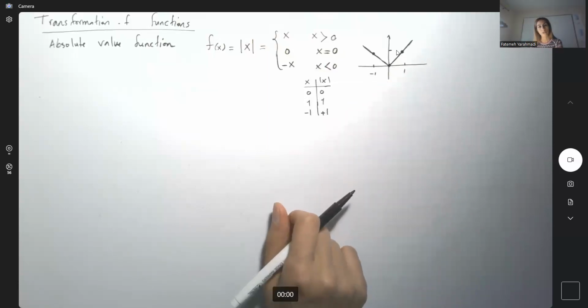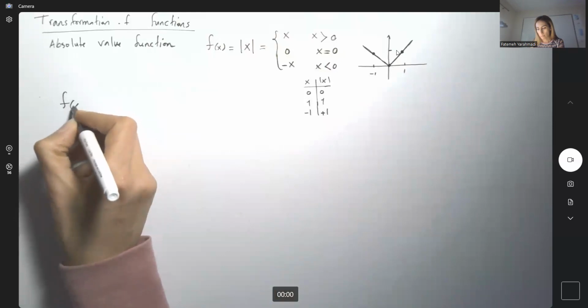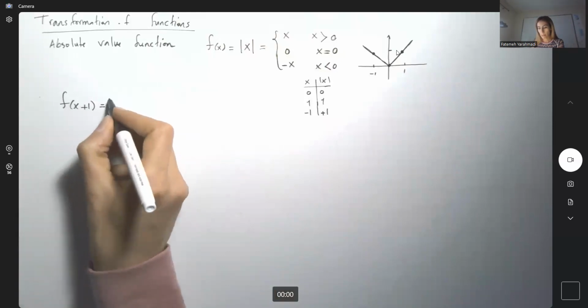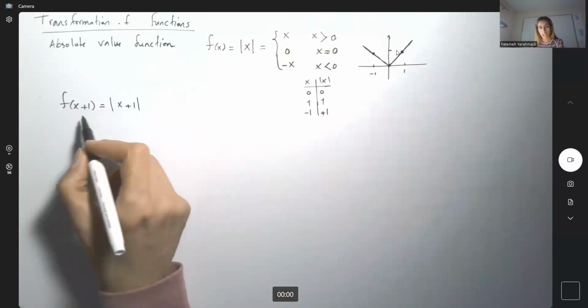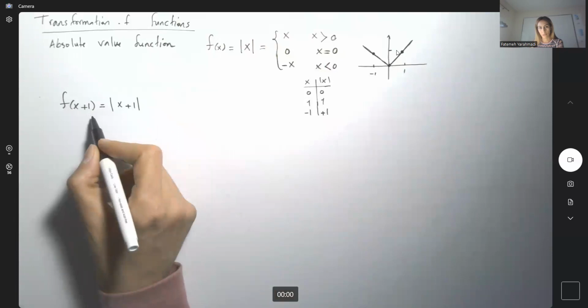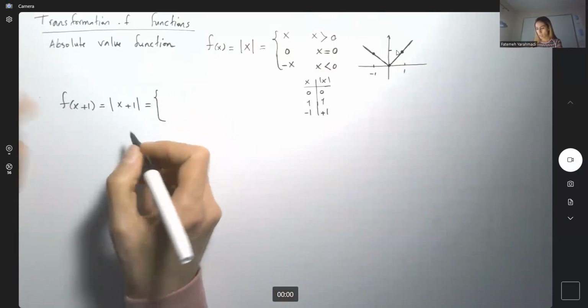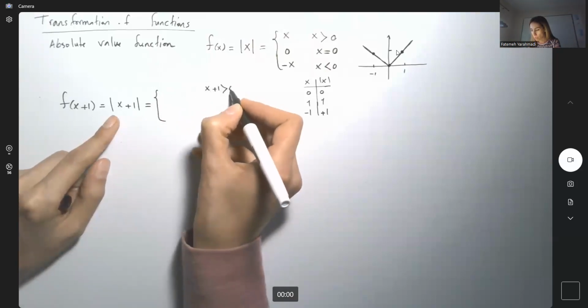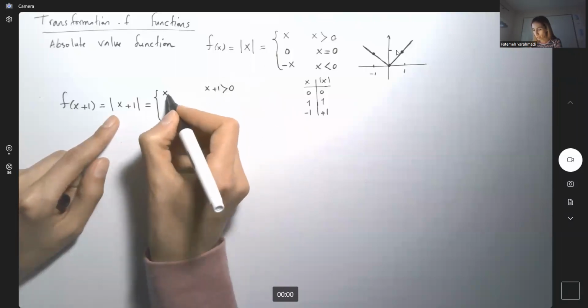Now, if I add or subtract some numerical values to my function, what happens to the function itself? f of x plus 1. In this case, I get absolute value of x plus 1. I'm changing my x value. So this guy becomes x plus 1. So if x plus 1 is positive, what do I get back? I get x plus 1 back.